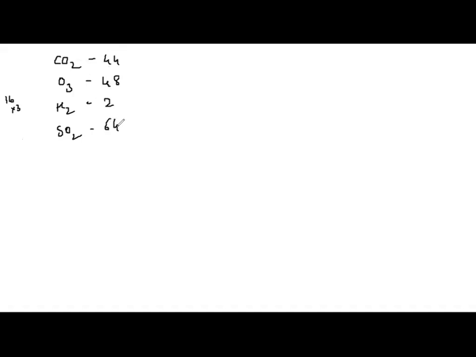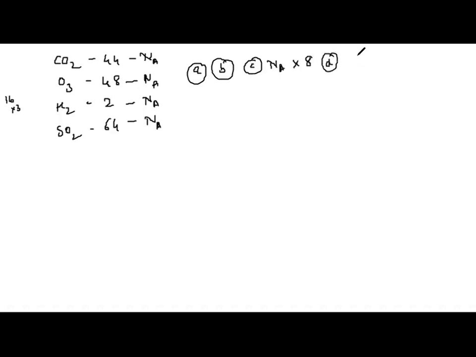Yes, you can calculate. So here 44 grams of CO2 will have Avogadro number of molecules. 48 grams of O3 will have Avogadro number. 2 grams of hydrogen will have Avogadro number. And 64 grams of sulfur dioxide will have Avogadro number. Option A has 44 grams of CO2, so that is Avogadro number. Option B has 48 grams of O3, that is also Avogadro number. Option C is 8 grams, so Avogadro number into 8. Option D is again 64.